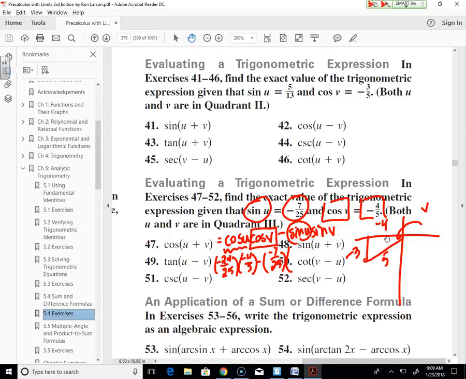So what do I plug in for sine of v? Opposite. What's the name of the game of PEMDAS? Multiply, multiply, and then? Subtract. Done.